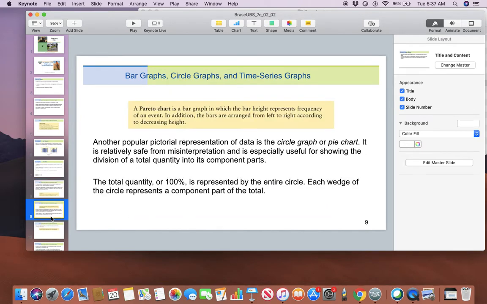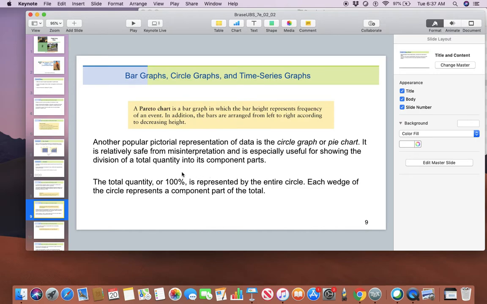Changing scale. Now, a Pareto chart is a bar graph in which the bar height represents frequency of an event. In addition, the bars are arranged from left to right according to decreasing height. So an order is important. In a Pareto chart, you start with the highest frequency and then go down.